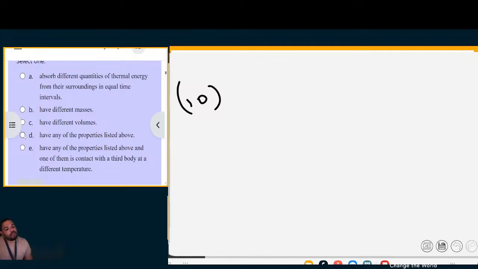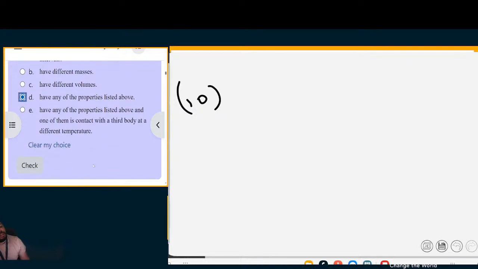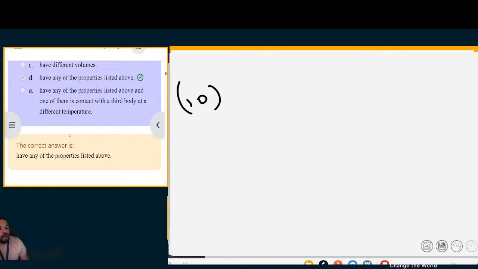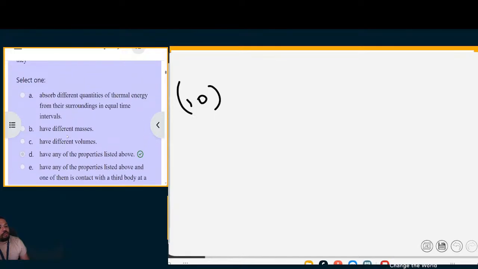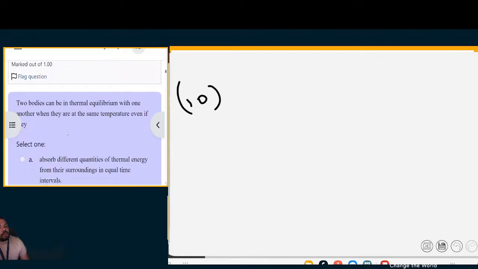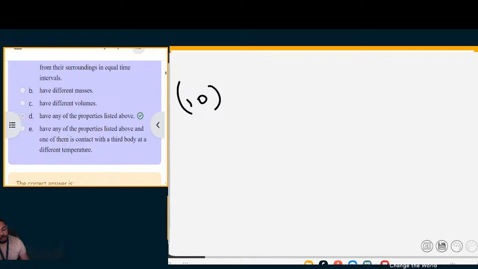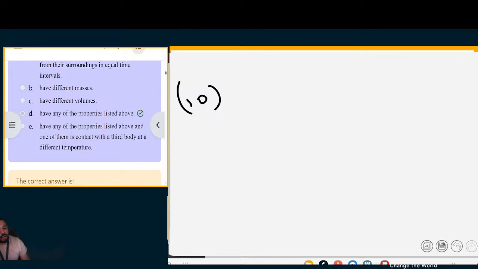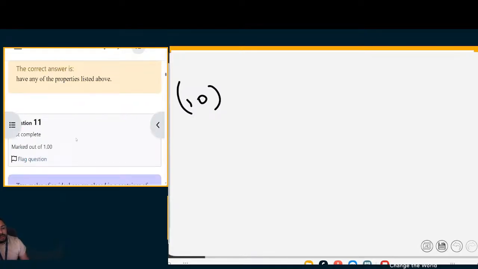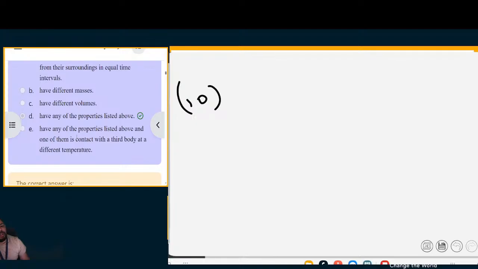So D so far is correct. And if they have any of the properties listed above and one of them is in contact with a third body at a different, no, that is not correct. That will defy the zeroth law of thermodynamics. So any of the properties listed above, that is correct. Answer in this case, D, have any of the properties listed above. I'm not going to write that whole thing out. Answer is D.